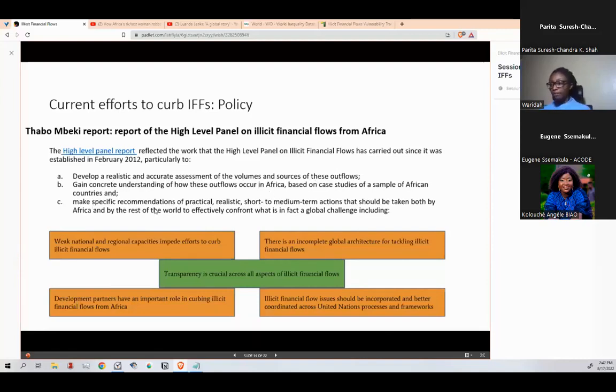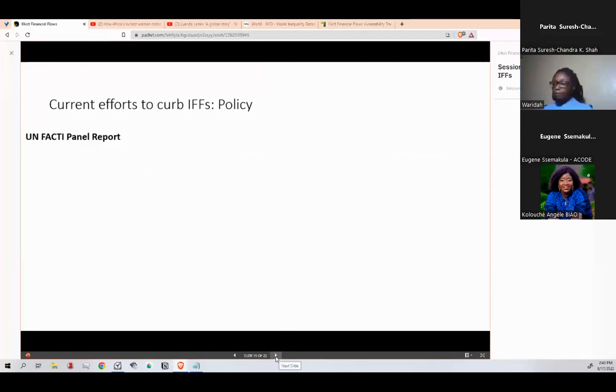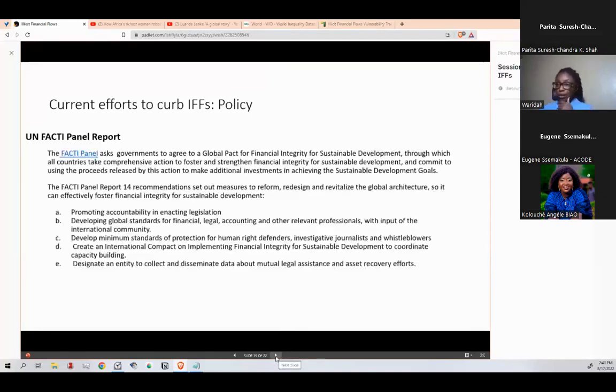making specific recommendations of practical, realistic, short to medium term actions that should be taken by Africa and the rest of the world. So a key note here is the practicality of it and the short to medium term actions, mostly because when it comes to such agreements, the language tends to be so broad that most of these instruments don't actually have any impact. So another one is the UN FACTI panel.